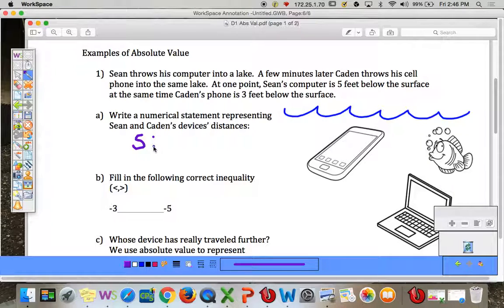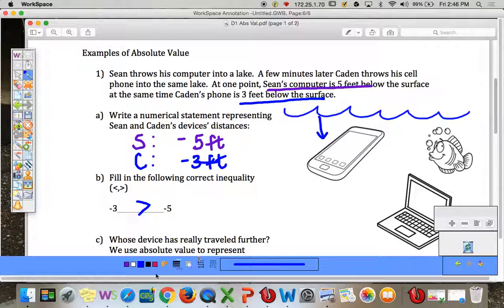So we have Sean's computer, which is 5 feet below the surface. And Caden, his cell phone is 3 feet below the surface. And it says, fill in the following correct inequality, -3 and -5. We know -3 is actually bigger than -5, but if we take a look at it, Caden's cell phone has not traveled as far. So again, here's 3 feet below the surface, and here's 5 feet below the surface.